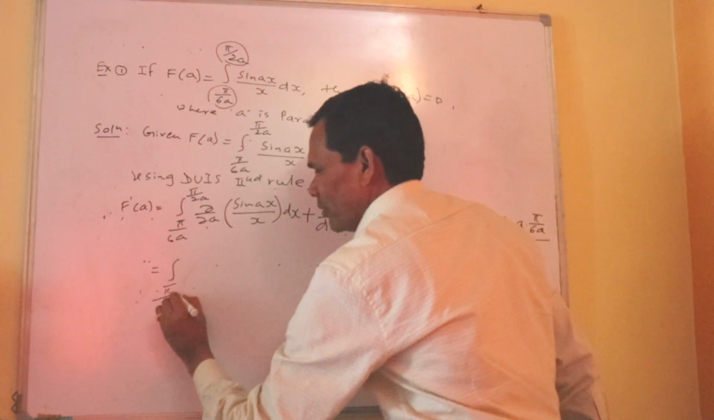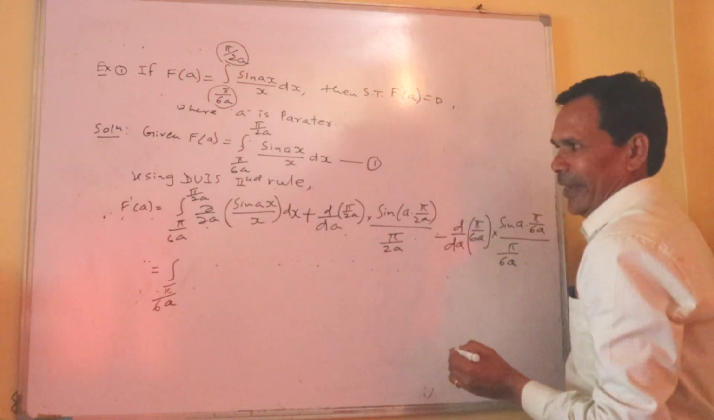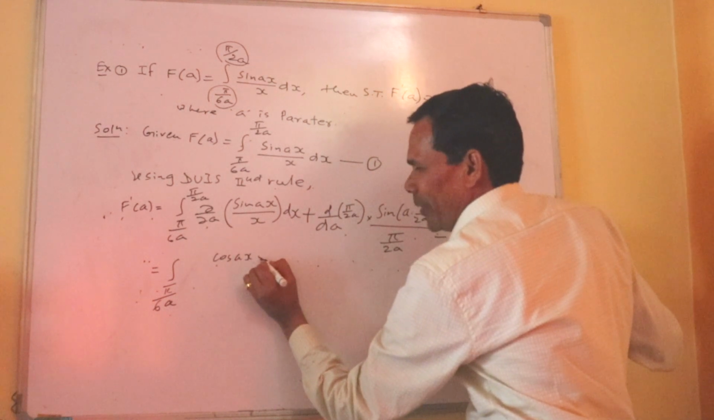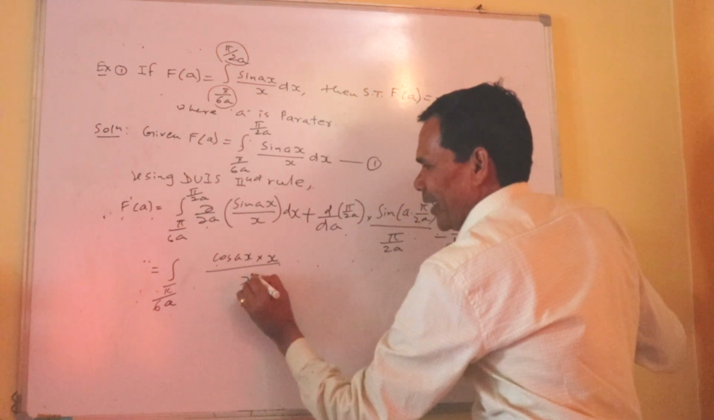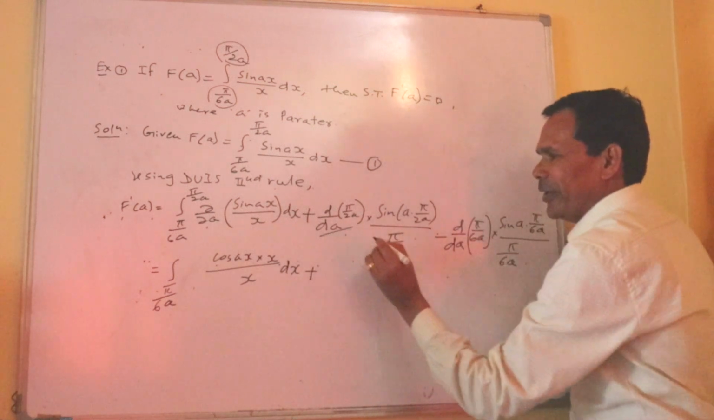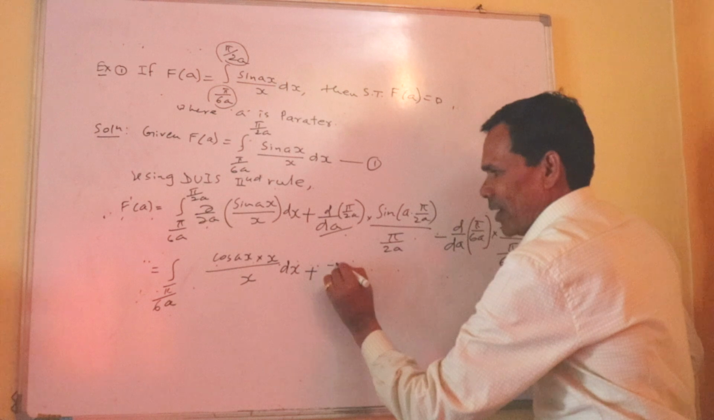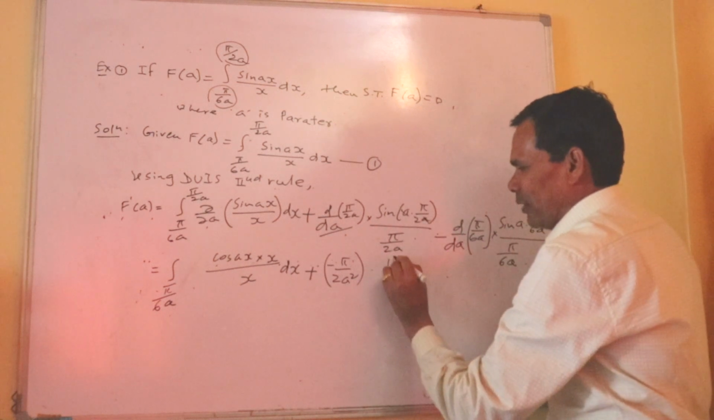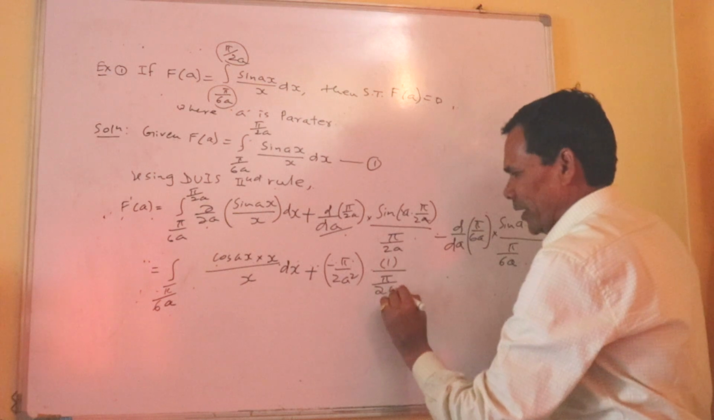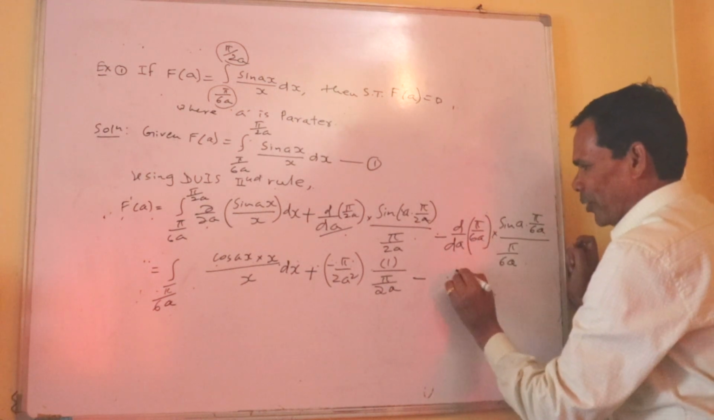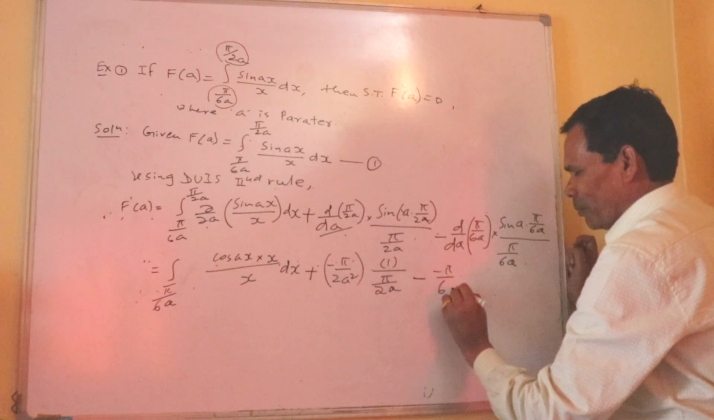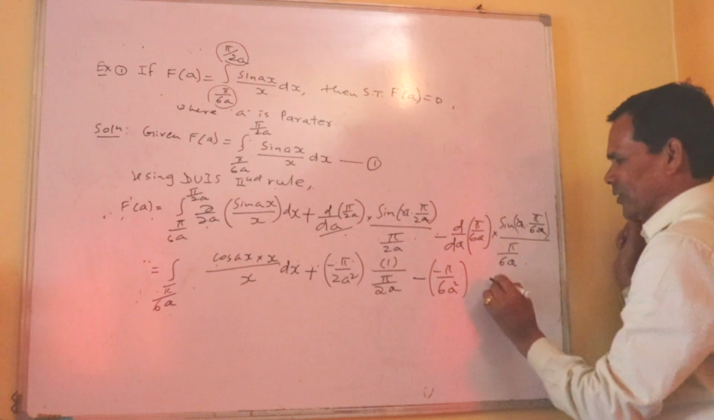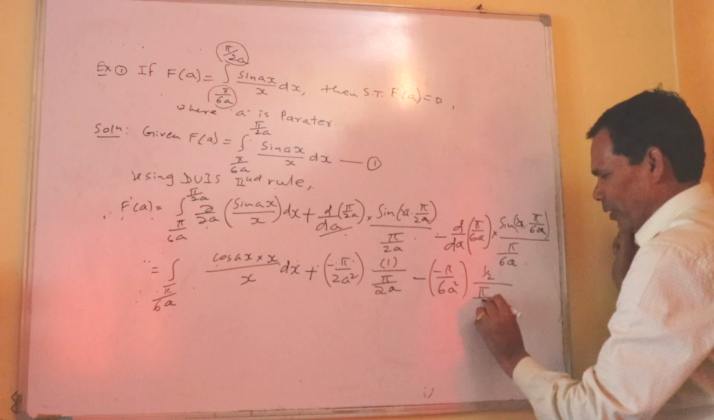Now further simplification. With respect to a, keeping x as a constant, the derivative of sin ax is cos ax into the differentiation of ax with respect to a, that is x, divided by x into dx, plus now the total derivative with respect to a of the upper limit, pi upon 2, times sin of pi by 2, whose value is 1, upon pi upon 2 times a, minus here also the derivative of the lower limit, pi upon 6, times sin of the angle pi by 6, which is 1 by 2, divided by pi upon 6 times a.